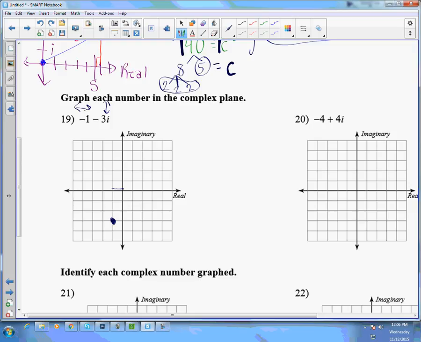Alright? Graph number 20. That should be an easy point for you. First part is your horizontal movement. Second part is your vertical movement. That's the same point on the graph.